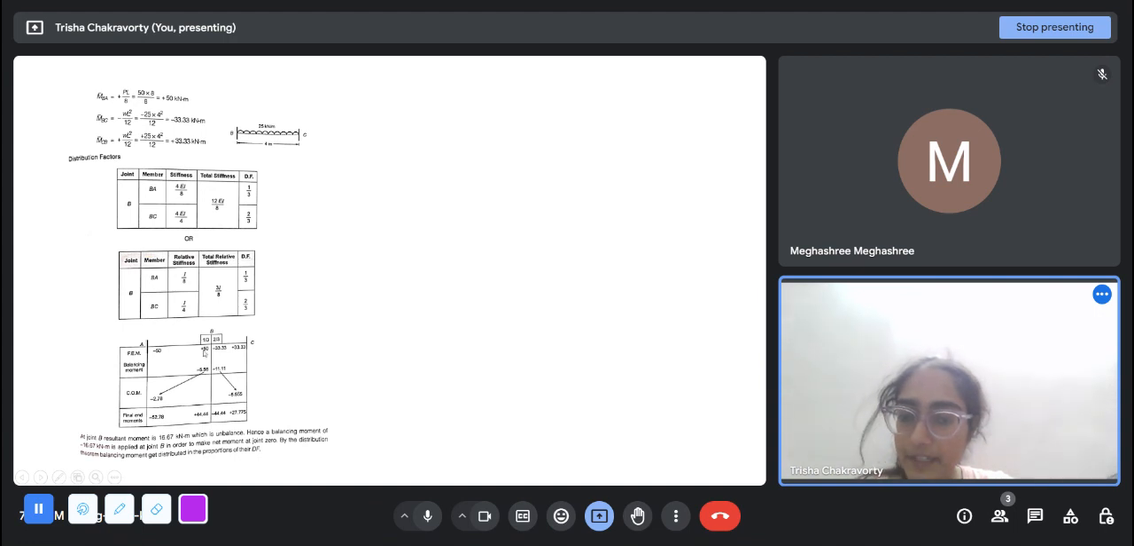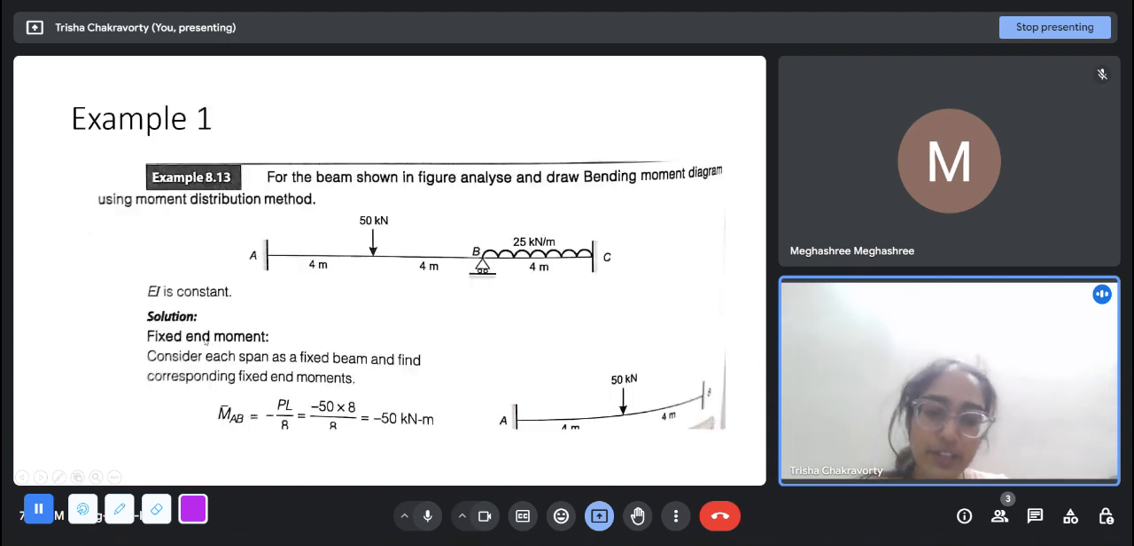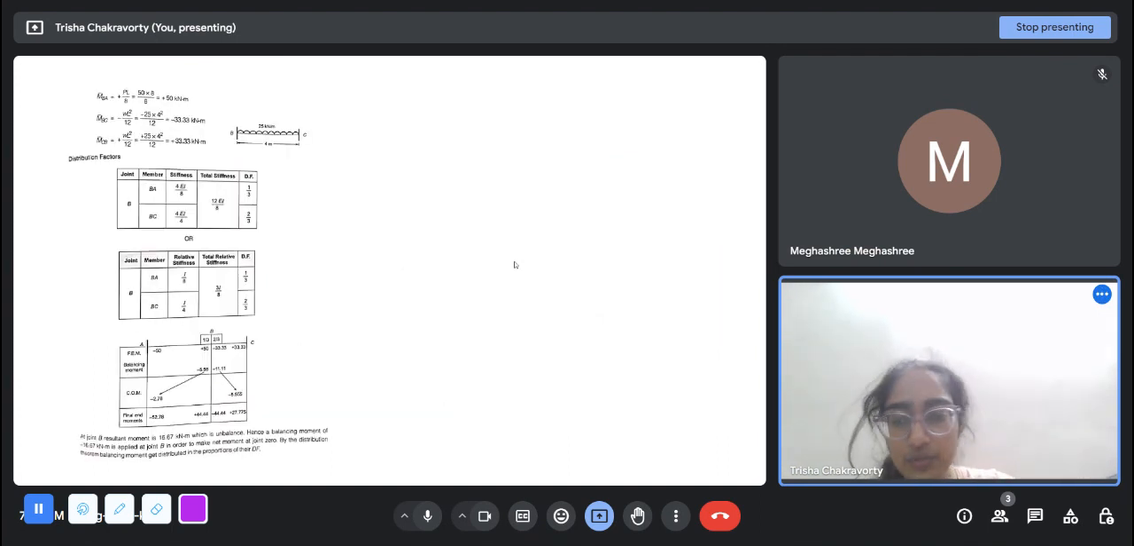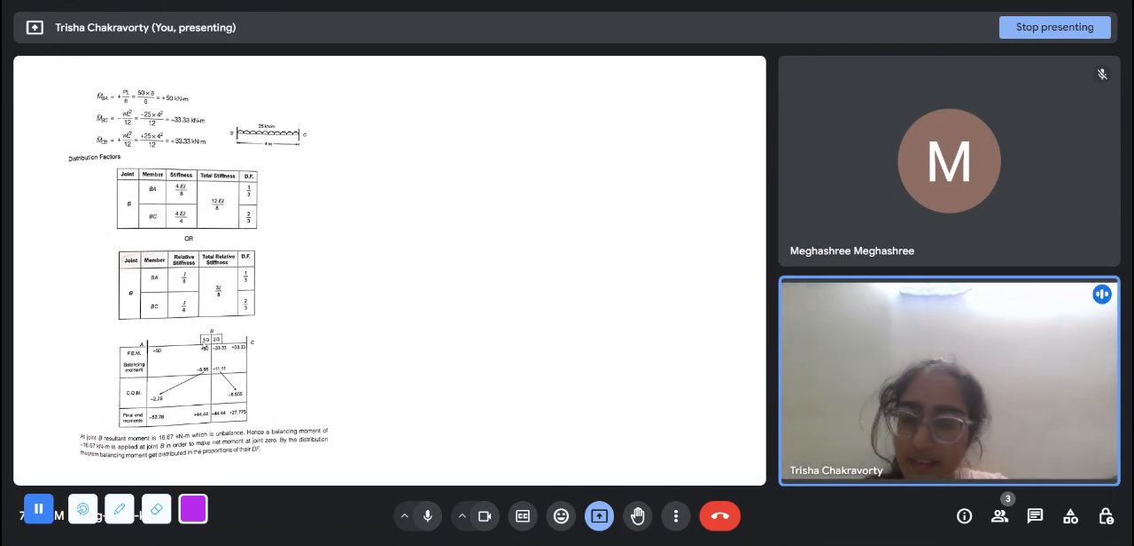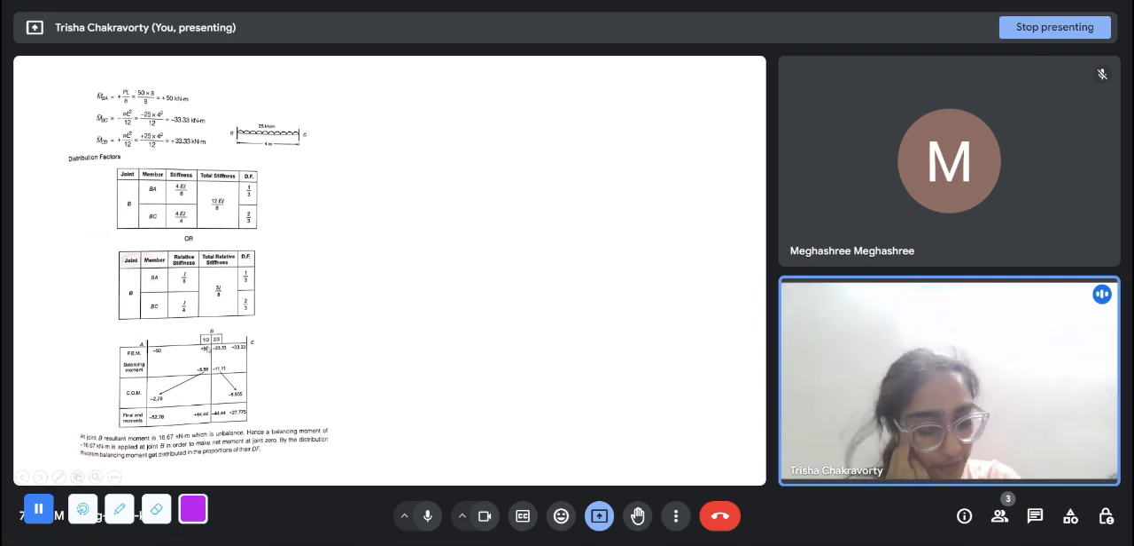Now this moment is not balanced. Our aim eventually is to put this moment equal to 0. I mean, the moment at B should add up to 0 from BA and BC, because this is a roller support, and a roller support does not give any support moment. So what is the unbalanced moment here? 50 minus 33.33 is 16.67. So there is a plus 16.67 moment unbalanced here. So we have to put minus 16.67 moment to balance it.